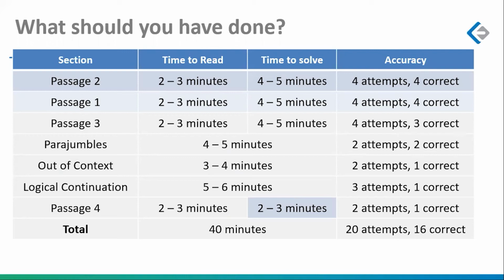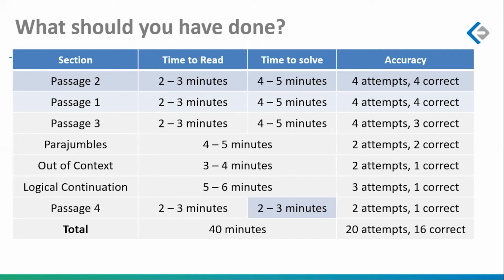Started with passage number 2. 6 minutes, very easy to get 4 out of 4 correct, 6 to 7 minutes. Go to passage number 1, not so much of a problem, 4 attempts, 4 correct. Yes, 4 attempts, 4 correct is very possible. Or passage number 3, depends on you. Either it has to be passage number 1 or passage number 3, but you have to replicate the 6 to 7 minutes, 4 out of 4 correct.